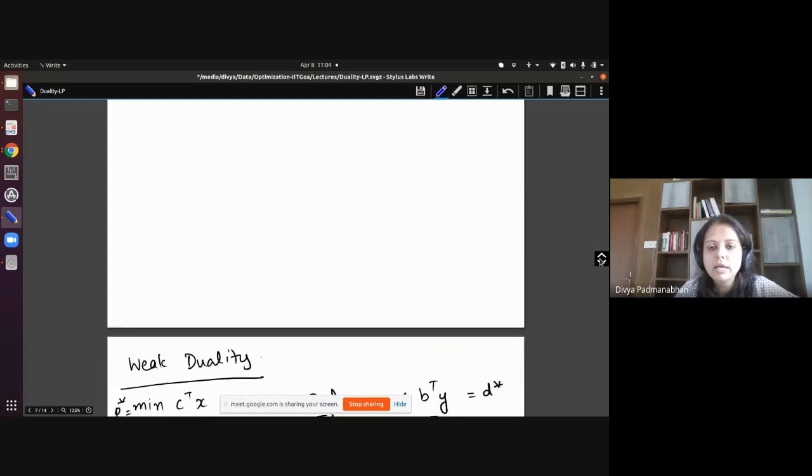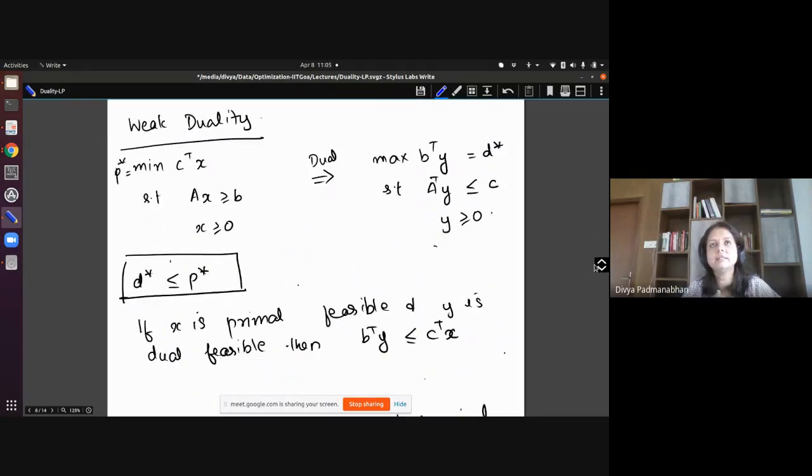Now if you remember, the way we constructed the dual was to always find a lower bound for a minimization problem, or if it was a maximization problem, an upper bound. So let's say this original LP in minimization form: min c transpose x such that Ax greater than or equal to b. Let me say its optimum value is p star. And the dual is: maximize b transpose y such that A transpose y less than or equal to c and y greater than or equal to 0. Let me call the optimum of this problem d star.